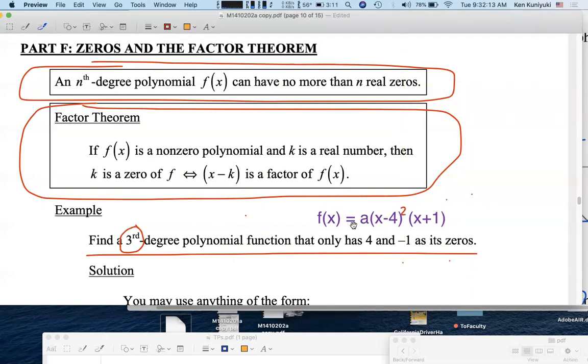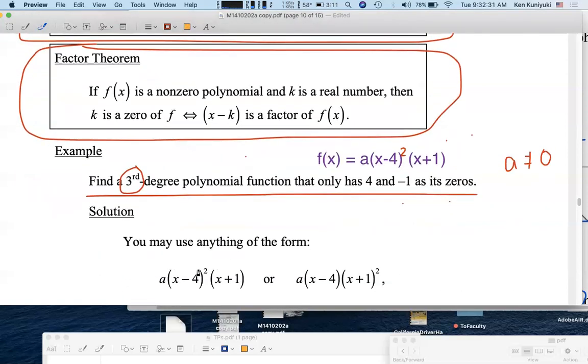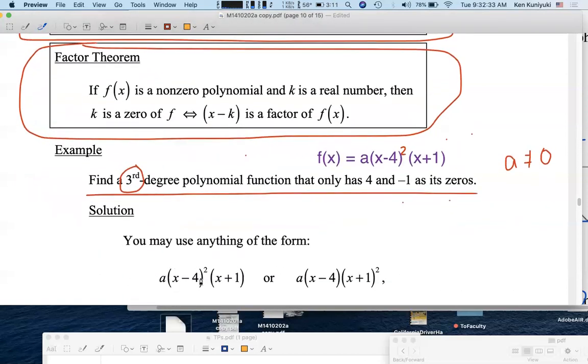And in fact, when you consider all these possibilities, this will represent all possibilities for third degree polynomial functions in x that only have 4 and negative 1 as zeros. These represent all the possibilities, where a represents any non-zero real number. So anything of this form, a times the square of x minus 4 times the factor x plus 1, or a times the factor x minus 4 times the square of x plus 1. These forms only differ in which factor gets the square.